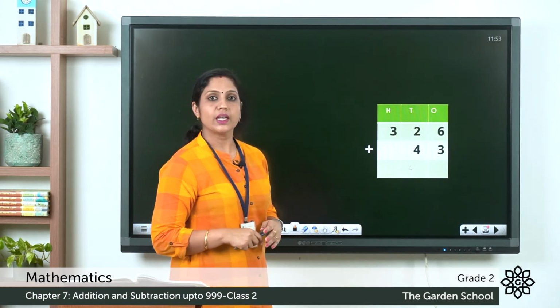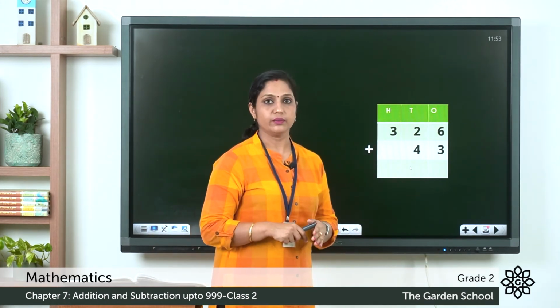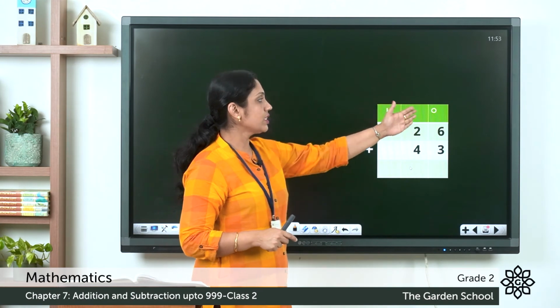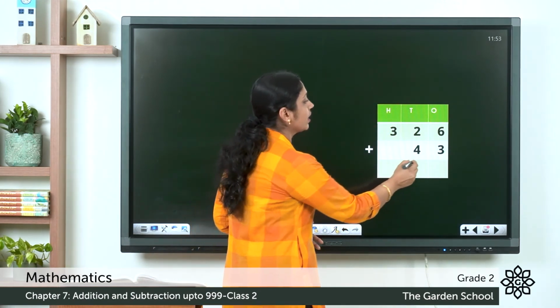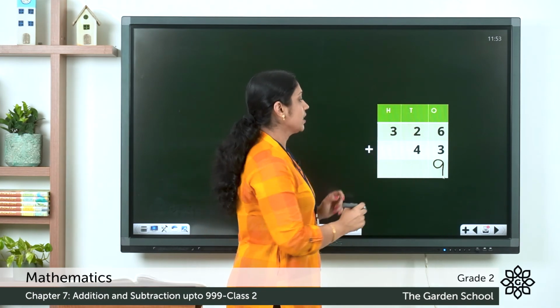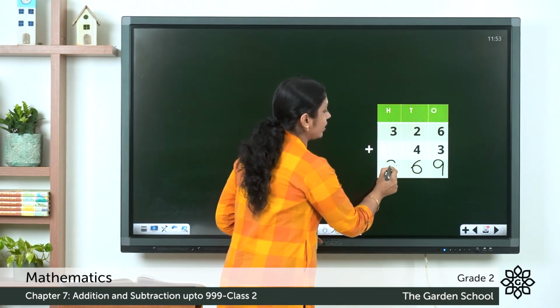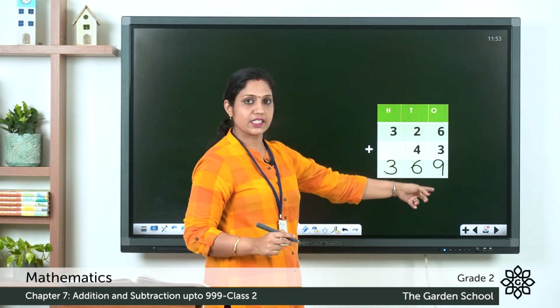Let's check question number B. It's 326 plus 43. So we'll calculate this. First, 6 plus 3 is 9. 2 plus 4 is 6. And in the hundreds place we have 3. We'll write it here, and we got the answer 369.